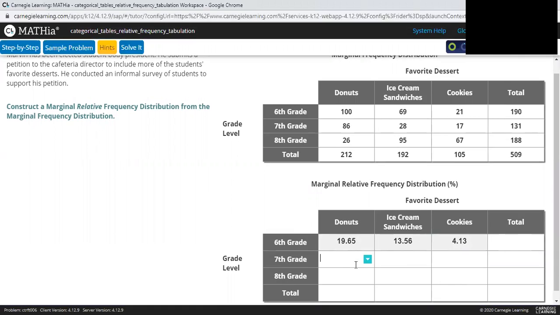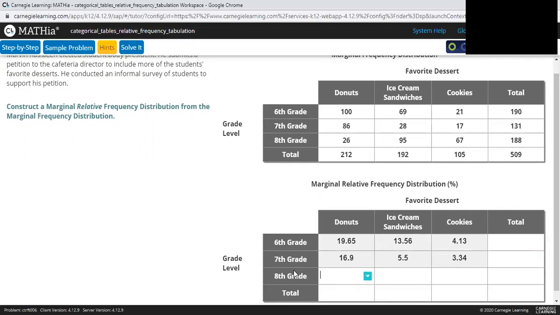So let's do 7th graders who prefer donuts. 86 out of 509 times 100 gives me 16.9%. 7th graders and ice cream sandwiches, 28 divided by 509 times 100, 5.5%. And then cookies for 7th graders is 17 divided by 509 times 100, 3.34. So so far that's the smallest. 7th graders and cookies is the smallest population there.